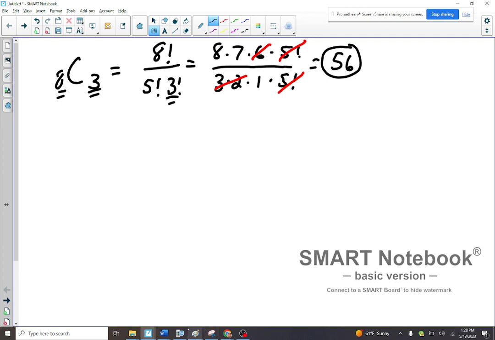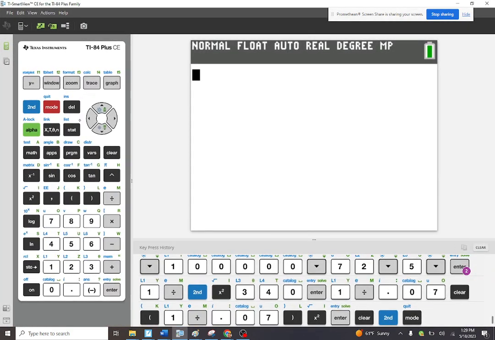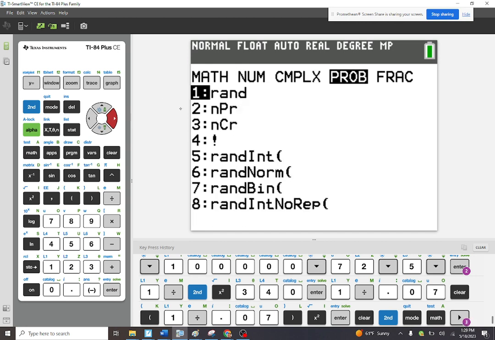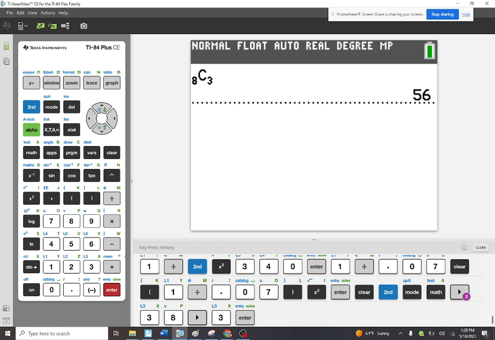But again, let's say you're very scared of exclamation points. You could go to your calculator. Then you go to the button math. You're going to the option probability. Then I'm going to go to option 3, which is nCr. I press number 3, or you can scroll down. If you have an older version, you might have to put the number first. Then you press 8, go right. You press 3, lo and behold, you also get 56.